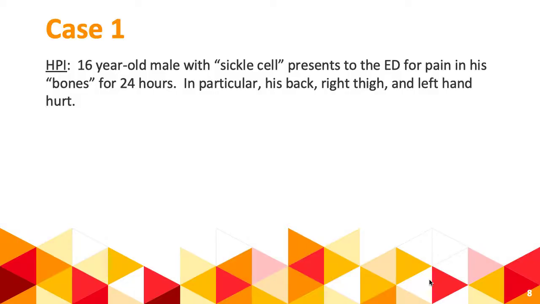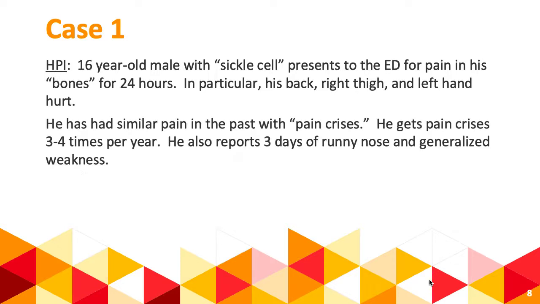This is a 16-year-old male with sickle cell. He presents to the ED for pain in his bones for 24 hours. In particular, his back, right thigh, and left hand hurt. He's had similar pain in the past with pain crises. He gets pain crises 3 to 4 times per year. He reports 3 days of runny nose and generalized weakness.